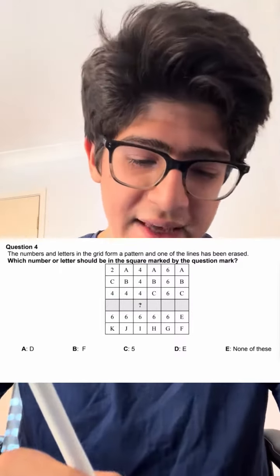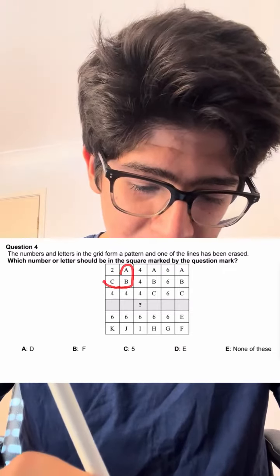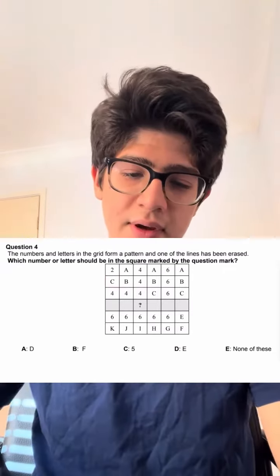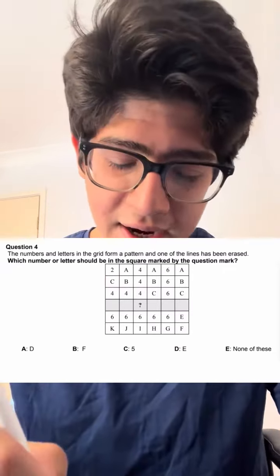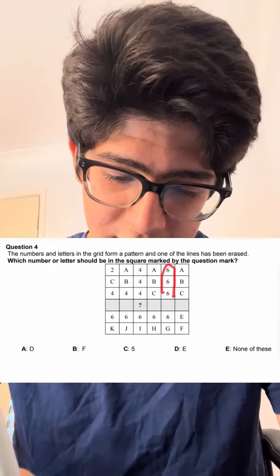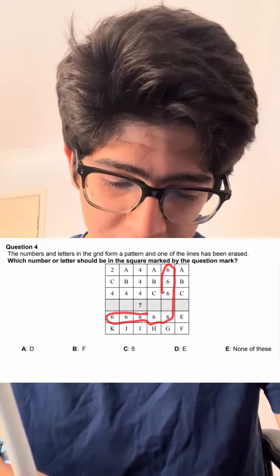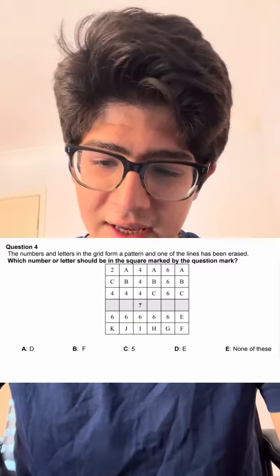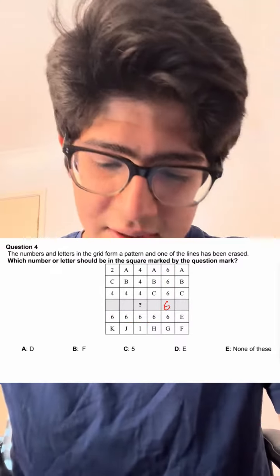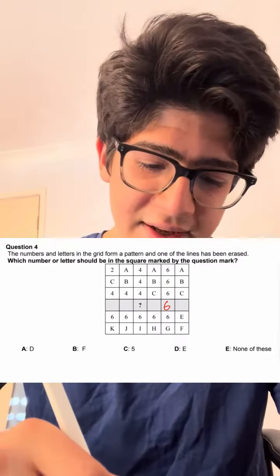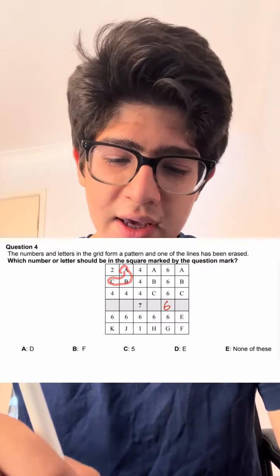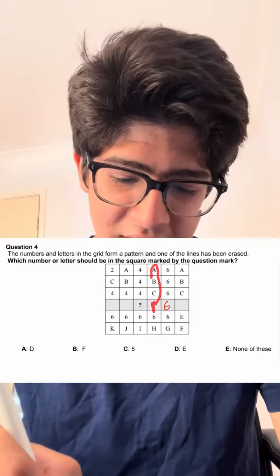Again, if we look at this ABC pattern, we see that it forms an L shape. If we look at the 6s in the grid, they generally form an L shape, right? So that tells us that this number is supposed to be 6. And we can see that since the letters progress through an L shape, A, B, C, then this has to be D.